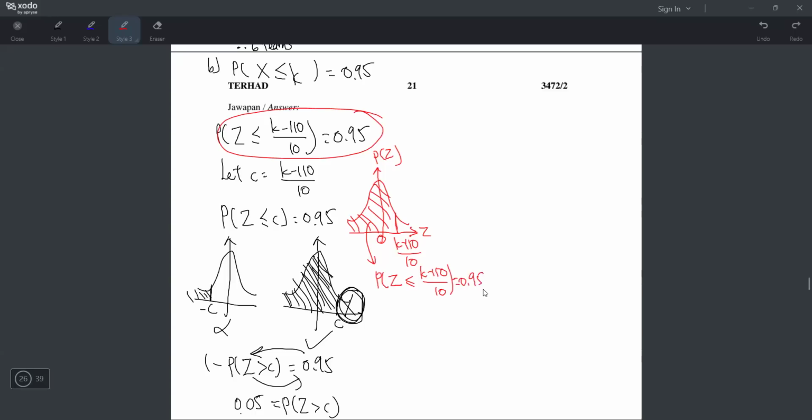Okay, actually there's another way to write this. If you don't want to shade this region, you want to shade here also can. But if you shade here, then you will write something differently. You will write P(Z bigger than K minus 110 over 10) equals 0.05, if you want to shade it here. And why 0.05 is because 1 minus 0.95 to get the other side. Okay. Can also.